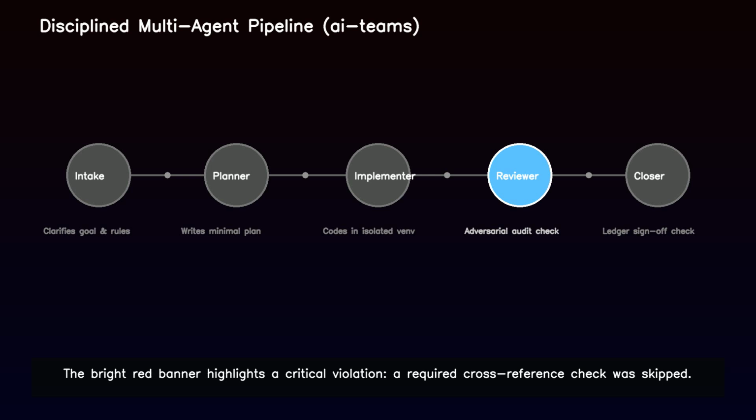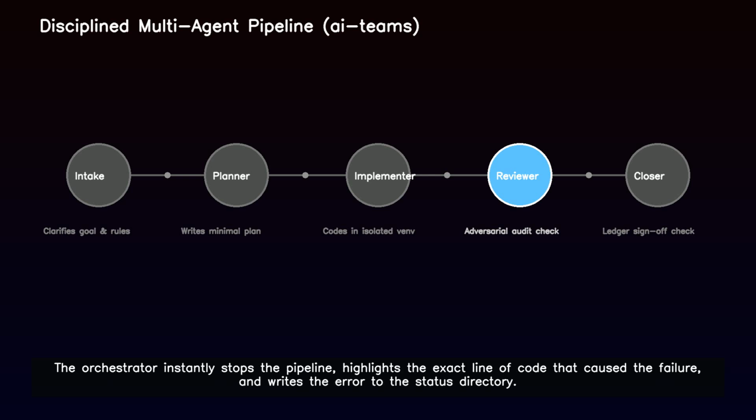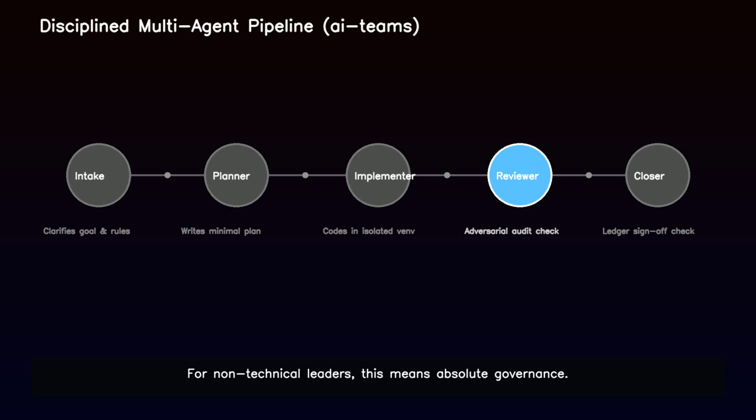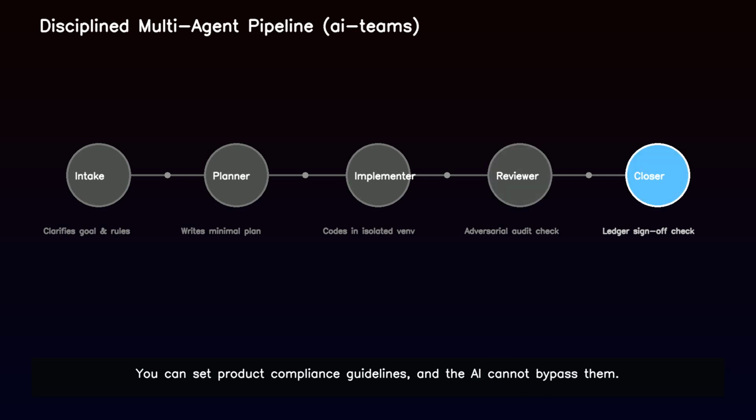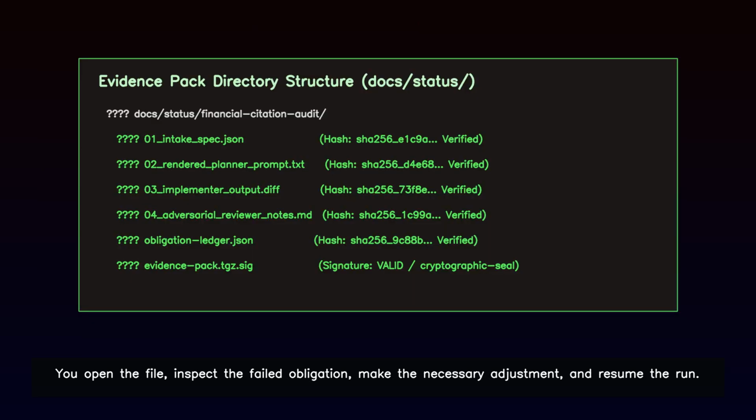The orchestrator instantly stops the pipeline, highlights the exact line of code that caused the failure, and writes the error to the status directory. For non-technical leaders, this means absolute governance. You can set product compliance guidelines, and the AI cannot bypass them. For developers, this means no regression bugs and zero guesswork. You don't have to trace a long chat transcript to find where the AI went off track. You open the file, inspect the failed obligation, make the necessary adjustment, and resume the run.